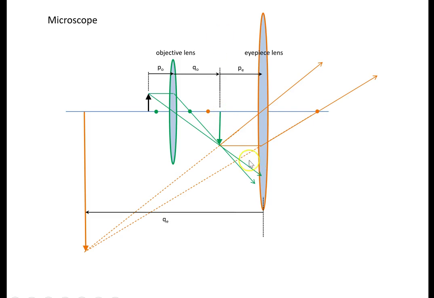The image distance for the eyepiece is going to be from the center of the lens to its image, which is over here. That would be Q sub E, the image distance for the eyepiece. This right here would be the height of the object, H sub O. This would be the image height of the green arrow. That would be H O prime, the image height for the objective lens. But since that's the object for the eyepiece lens, that would be the object height for the eyepiece lens, H sub E. And then the image height for the eyepiece lens would be the length of this arrow right here. That would be H E prime.